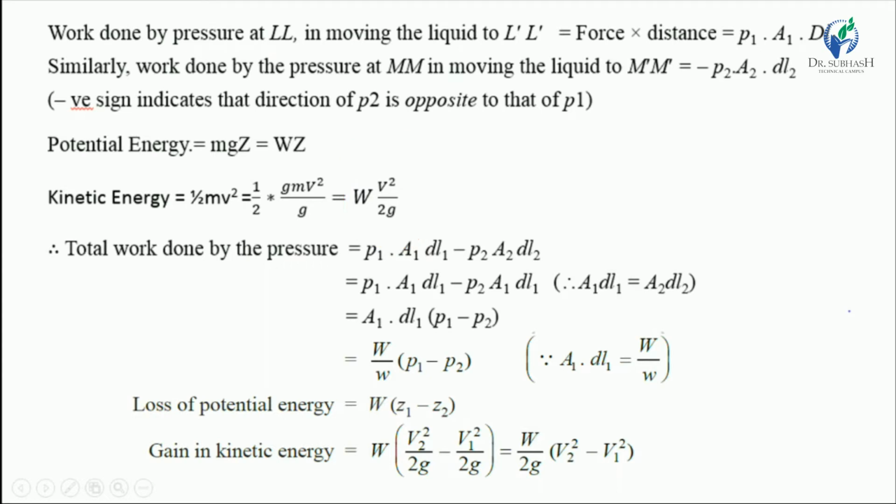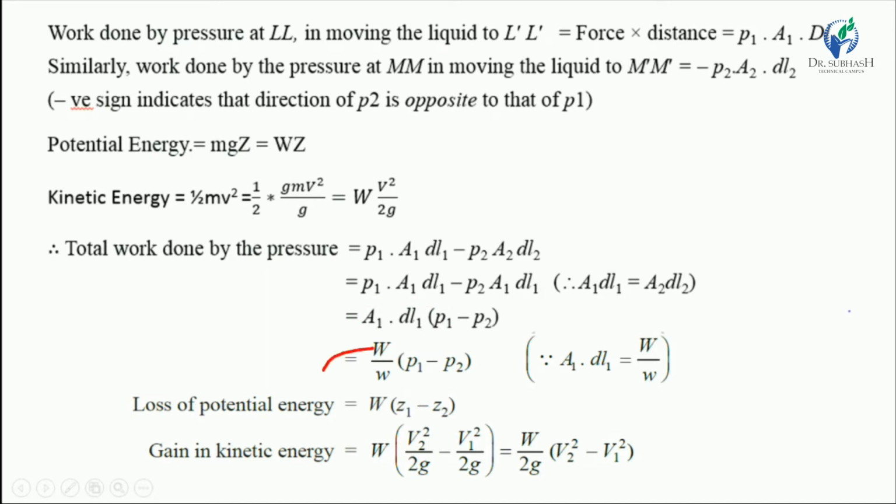Okay. Now we can take the total work done by pressure. So it is equal to P1 A1 dl1 minus P2 A2 dl2. We know that A1 dl1 is equal to A2 dl2. So we write A1 dl1 in place of A2 dl2. Okay. So we can take A1 dl1 common, so in the bracket only P1 minus P2.